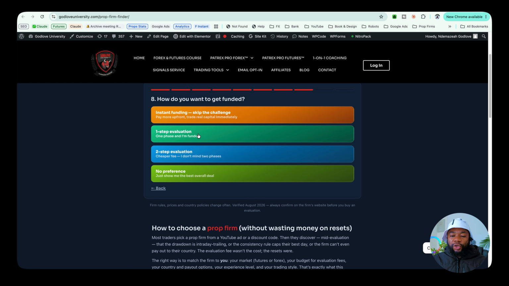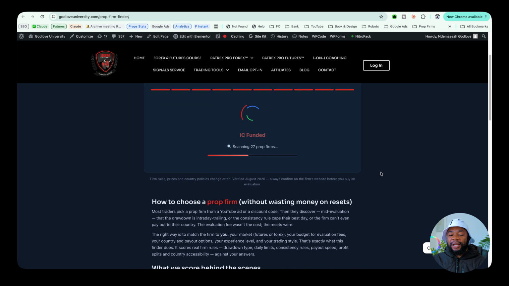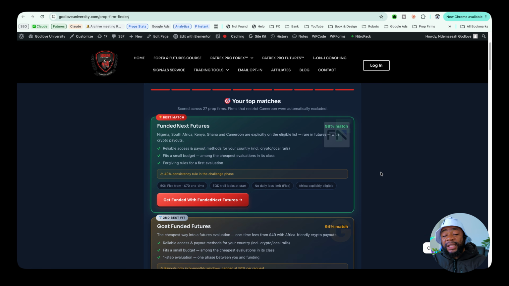And for futures, just go for 1-step evaluation, all right? Futures doesn't even have 2 steps. For futures prop firms, it's just 1 step. So choose 1 step, and then obviously 80% of all futures prop firms use either Rithmic or Wise. So click that one, and then again, easier rules to survive. Click that, and boom, they're going to give you the best futures prop firms, which, if you are located in Cameroon, you will be able to use.